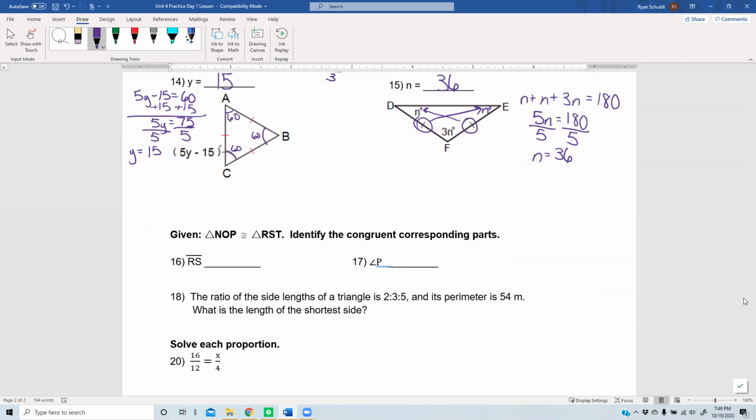Okay, number 16. They ask us to identify the congruent corresponding parts. Well, remember, this is where we're just looking to see what's in the same position. So on 16, they give me RS. What's in the same position in the other triangle? NO. So that's our corresponding part.